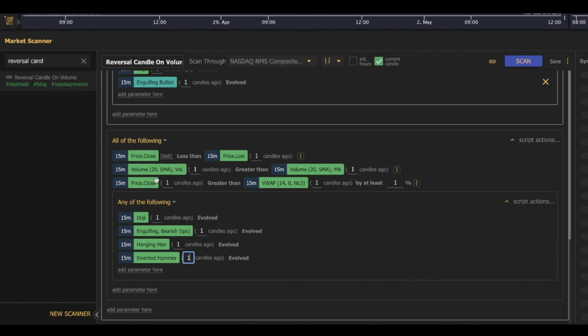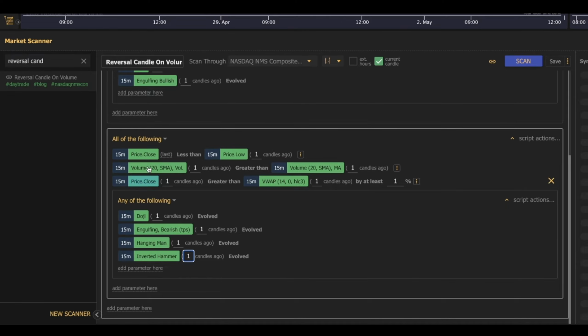In the second condition group, this is the bearish setup. We've got the price close on the current candle is less than the low of the previous candle. That low here, this is our reversal candle. We've got volume on that reversal candle is greater than the average, and the close on that reversal candle is greater than the VWAP by at least 1%, meaning it's extended to the upside. As well, we're looking for either a doji, an engulfing bearish, a hanging man, or an inverted candle.